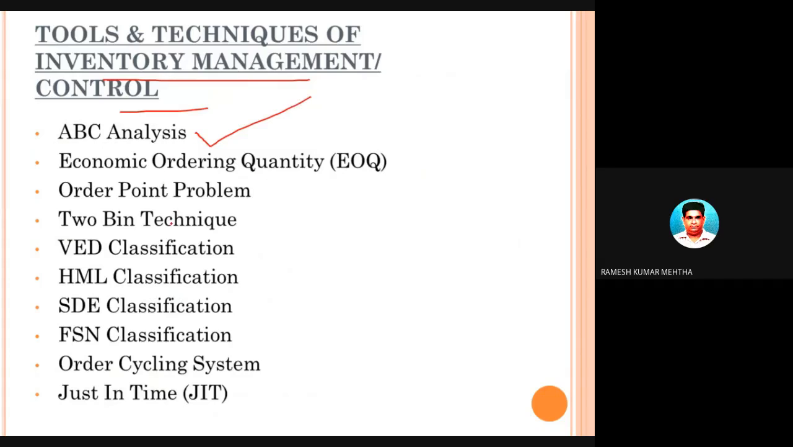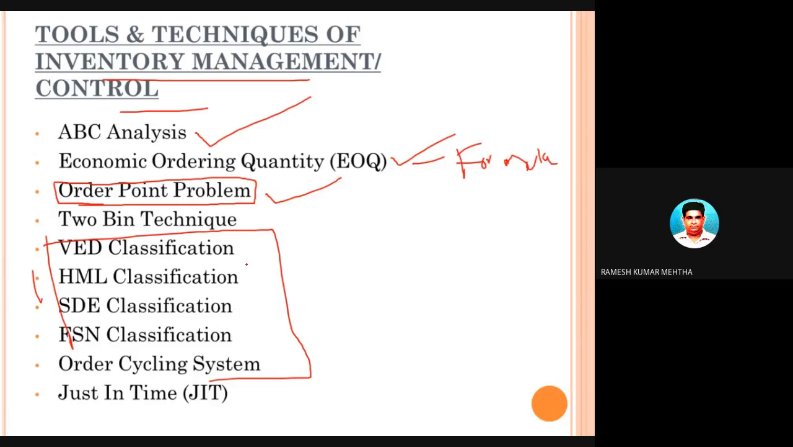First one is ABC analysis. Second one is the economic order quantity. Third one is reorder point level. They are all formula-based inventory control techniques, having numerical applications and formulas. And these are the general ones we are going to talk about.